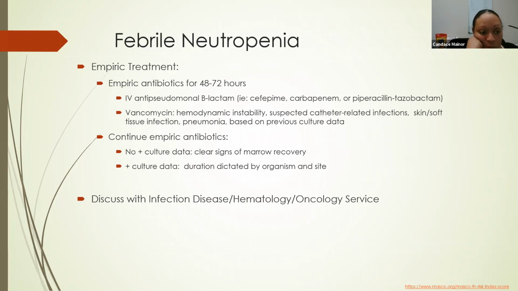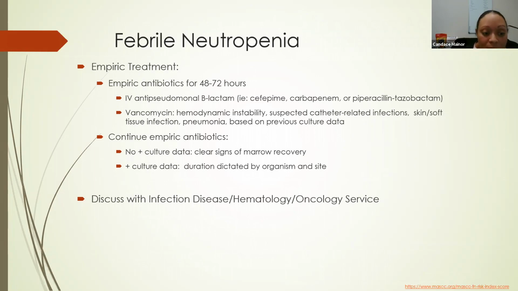But for patients who will be treated with empiric antibiotics, they need to, of course, be started on broad-spectrum antibiotics with an anti-pseudomonal beta-lactam, which could either be cefepime, a carbapenem, or a piptazo. Vancomycin you can add if a patient has hemodynamic instability, a suspected catheter infection, a skin or soft tissue infection, pneumonia, or if the patient's previous culture data suggest that they'd be at increased risk of an organism that would necessitate treatment with vancomycin.